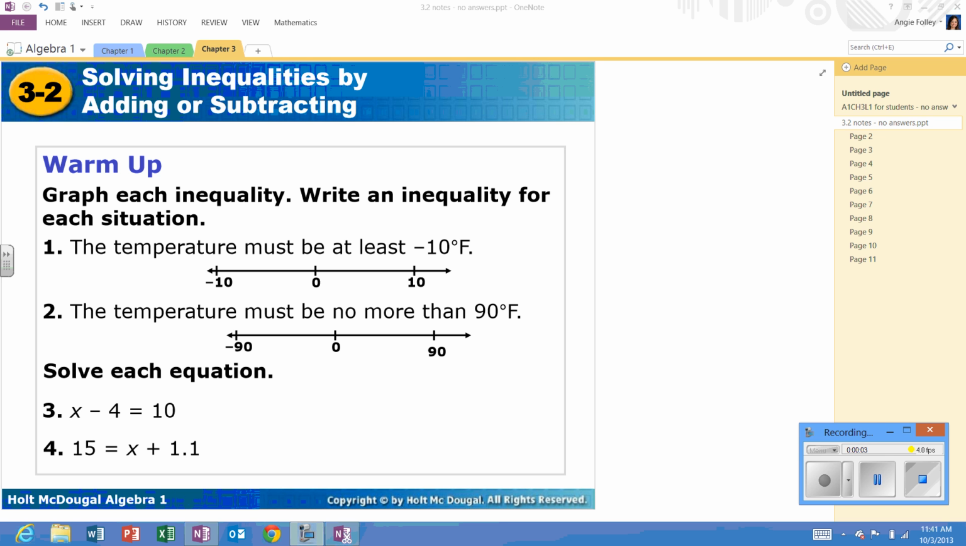Okay, so if you guys have not already, make sure that you stop this video and go ahead and do the warm-up before we get started, just to make sure that you're on track. Today we're going to look at solving inequalities by adding and subtracting.